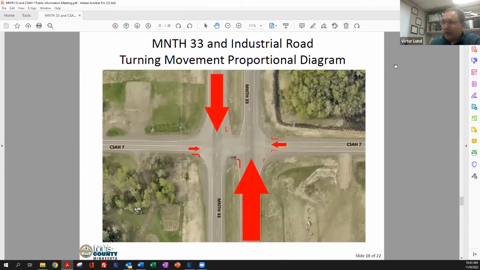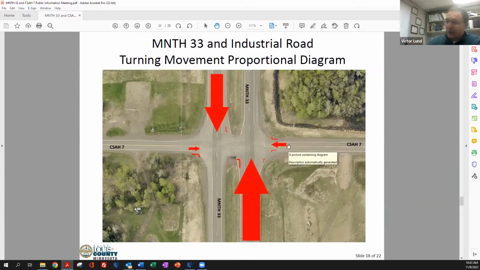The second thing that we did, I think that was really helpful in painting this picture, is I created what I call a proportional turning movement diagram, where I proportionally sized the arrows to match the actual magnitude of the traffic volume by turning movement.